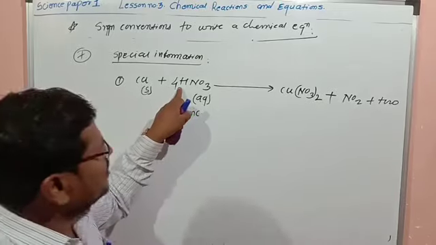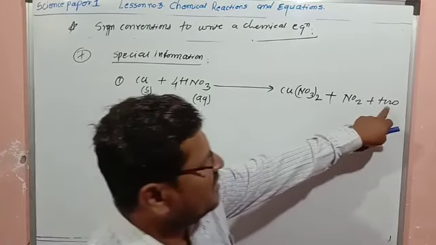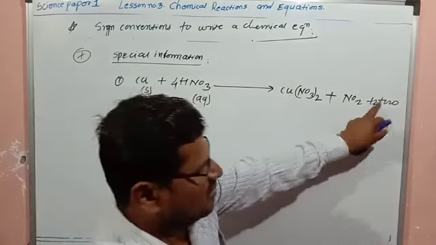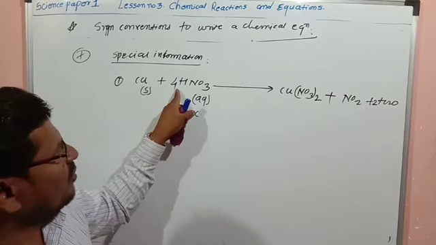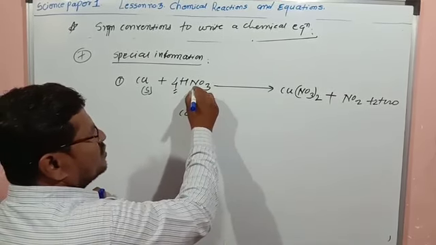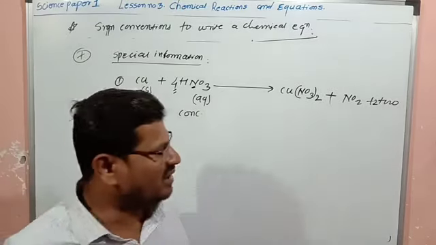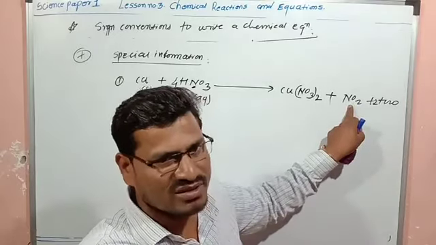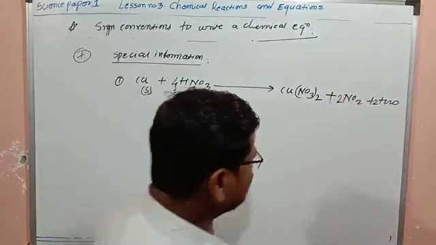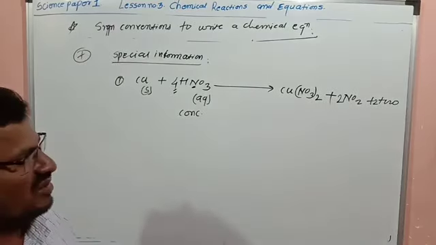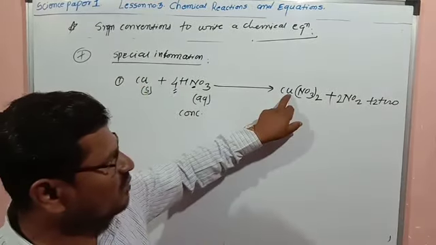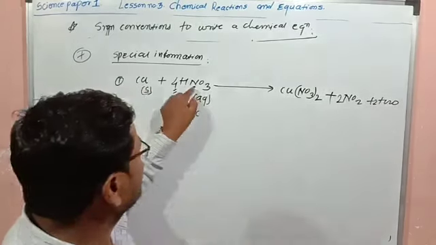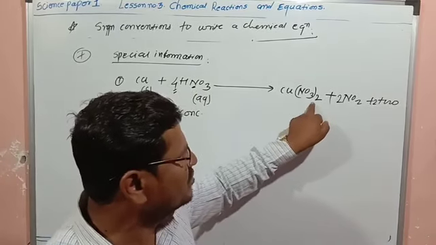So how many hydrogens are there? Four on the left, and two on the right. So 2 times 2 is 4. Another thing, how many nitrogens are there? 4 times 1, that means 4 nitrogens. And here there are 2, so we need another 2, so write 2 here. Now we check whether the chemical reaction is balanced or not. Cu 1, Cu 1; 4 H, 2 times 2 is 4 H; 4 N, 2 N plus 2 N is 4 N.